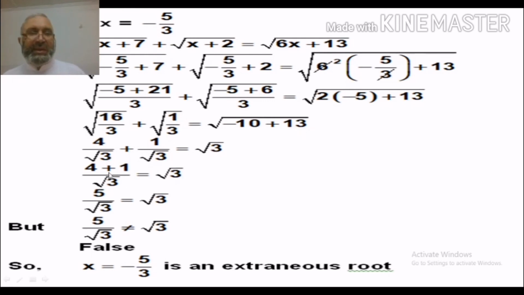On the left side, again root 3 as the LCM, this becomes 4 plus 1 over root 3 is equal to root 3. So 4 plus 1, 5 over root 3 is equal to root 3. Since 5 over root 3 cannot equal root 3, the result is false. Therefore x is equal to minus 5 by 3 is an extraneous root.